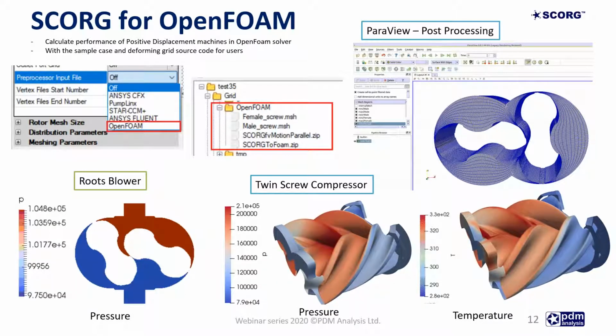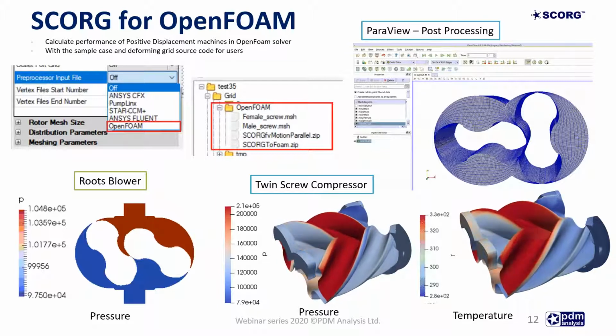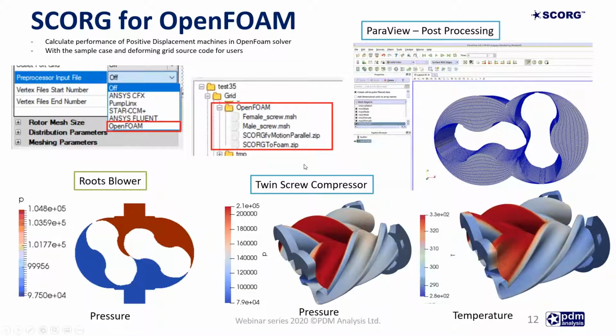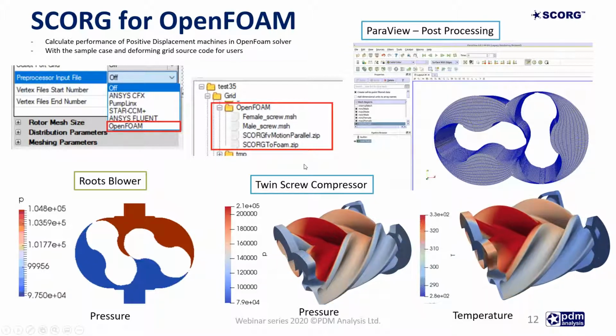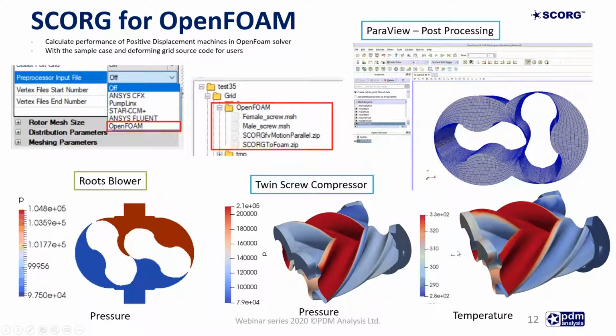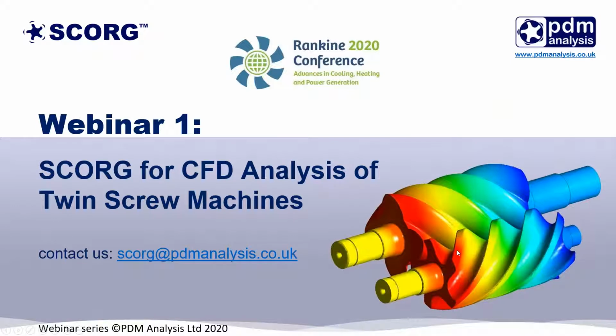The advantage with OpenFOAM is that it is an open source code, and then you can directly use it with Scorch grids through the user routines which are available with the solver. The examples which are presented here are Roots blower and twin screw compressors. Thank you.